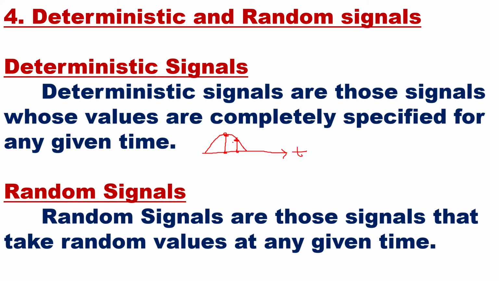Then what are random signals? Random signals are those signals that take random values at any given time. It is not giving you any fixed or specific value. It is going to give you random values. So random signals are those signals that take random values at any given time.